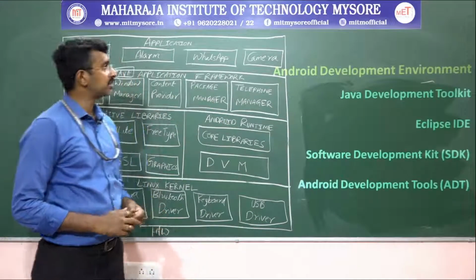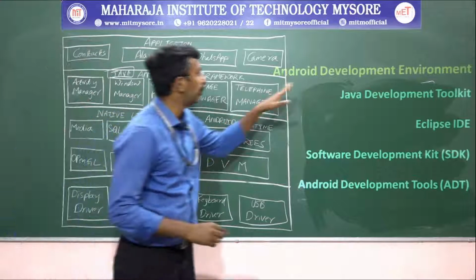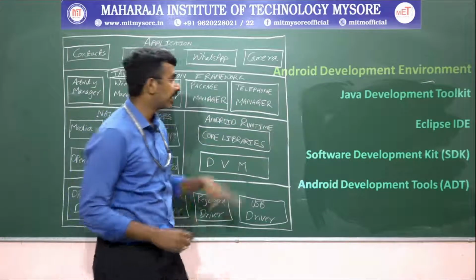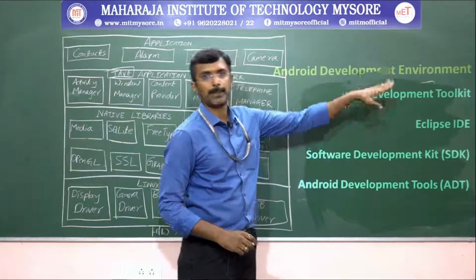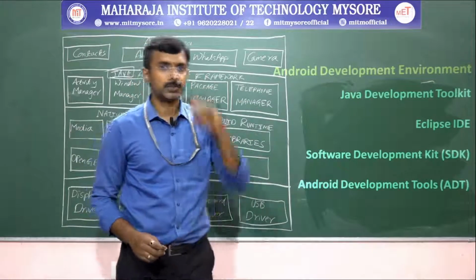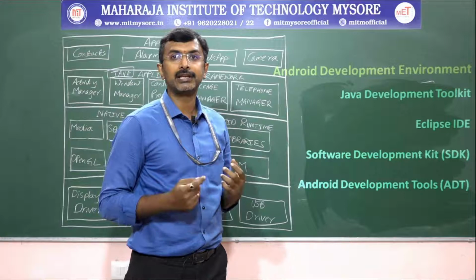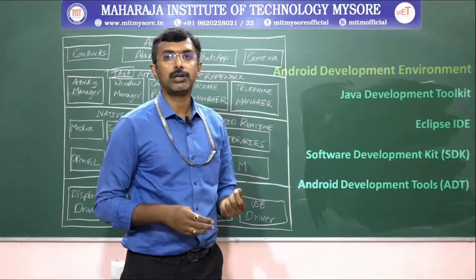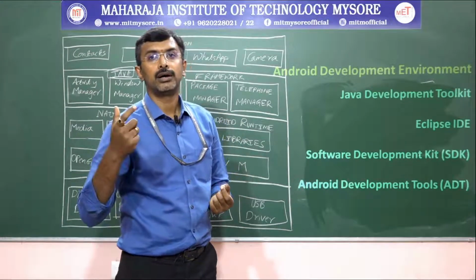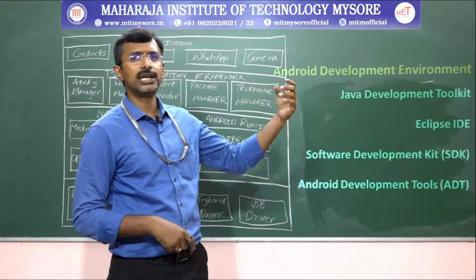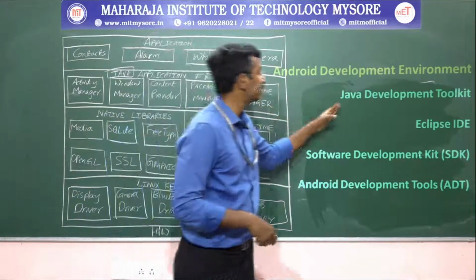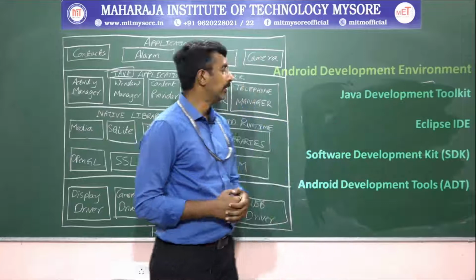So what other things do you require when you're setting up an Android development environment? You require a Java Development Kit, because all your applications can be written either using Java or using Kotlin. But initially, a decade ago, it was developed only using Java, so you require a JDK.